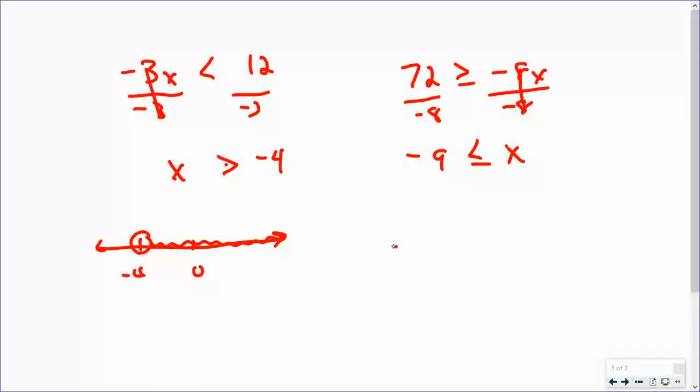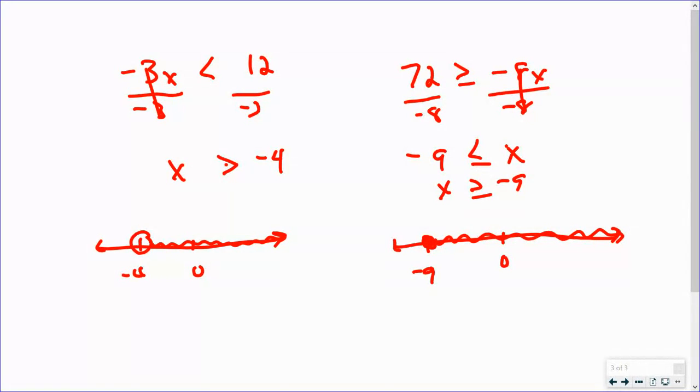Now, I don't like to have them written this way because I get confused about how I shade. So I'm going to put the x on the left. It's pointing towards the negative 9, so I'm going to put a point towards the negative 9. Now this makes a lot more sense. I want all numbers that are bigger than or equal to negative 9. Well, the numbers that are bigger than negative 9 are over on this side.